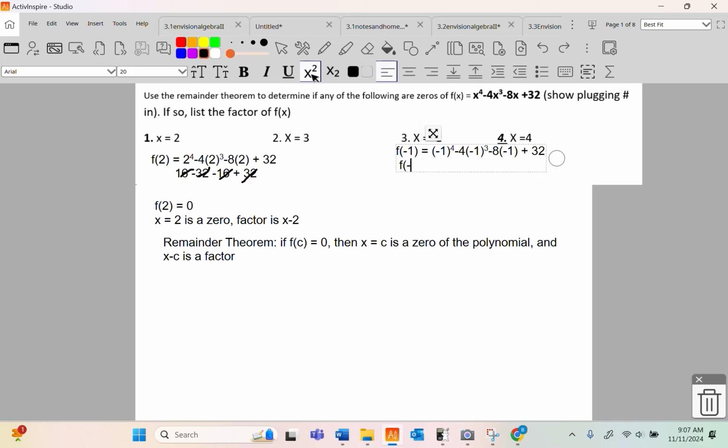And let's see here. If we take a negative and raise it to an even exponent, we get a positive 1. This one's going to be negative 4 times negative 1, which is plus 4, and that's going to be plus 8, and that's going to be plus 32. Now, we have 1 plus 4 plus 8 plus 32. It turns out f of negative 1 is 45. So what did I learn? x equals negative 1 is not a 0, which means that x plus 1 is not a factor.